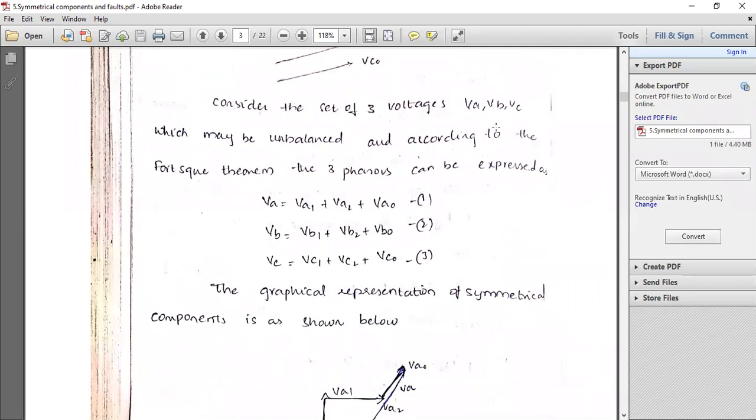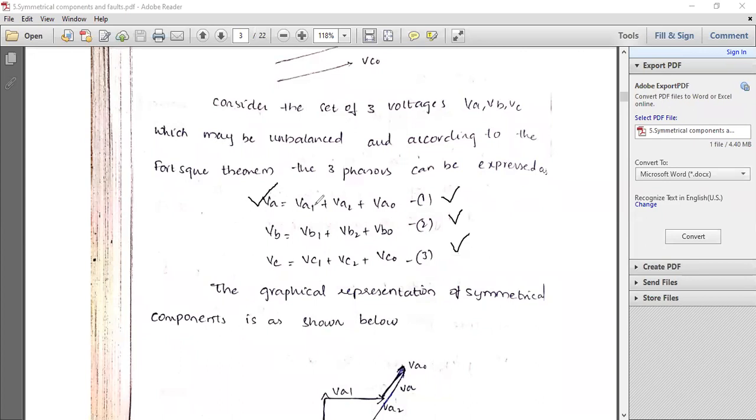Now see here, we have stopped at this one. Now consider a set of three voltages. Those three voltages are unbalanced phasors. So VA, VB and VC are the three unbalanced phasors. Now this VA can be considered as the sum of three. Every unbalanced phasor is expressed as a sum of three sequence components: positive sequence component, negative sequence component and zero sequence component.